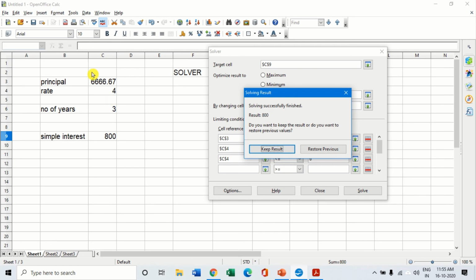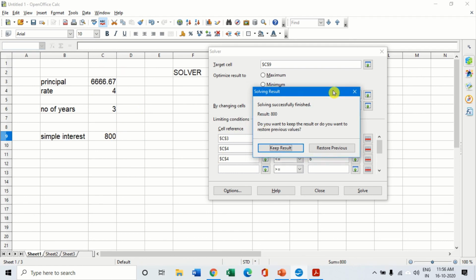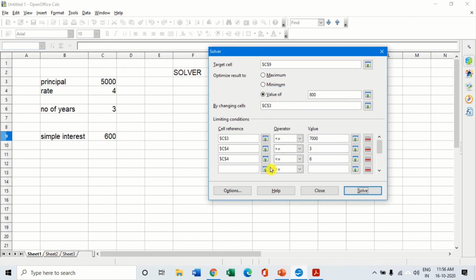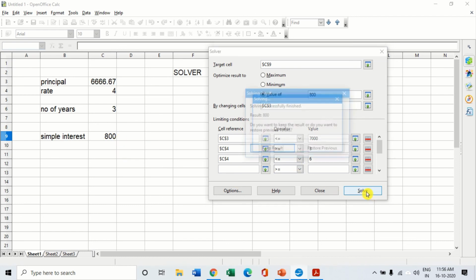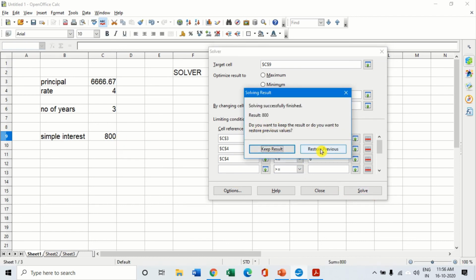So if I change my principal amount to 6,666 rupees 67 paise, my rate of interest remaining 4% and my number of years remaining 3, I can achieve a target of 800 rupees as my simple interest. So I can solve this particular problem by using a solver. All my conditions have been met. I got my target. If I want to keep it, I can keep the result of 800, or I can restore back to my previous value. If I just wanted to find out whether it is possible, yes, you can keep the result.